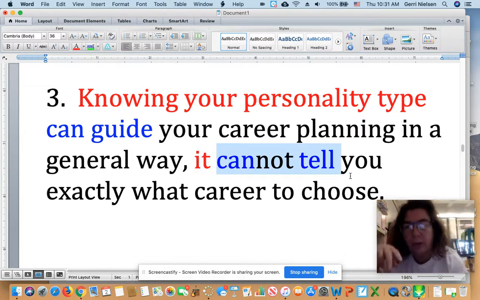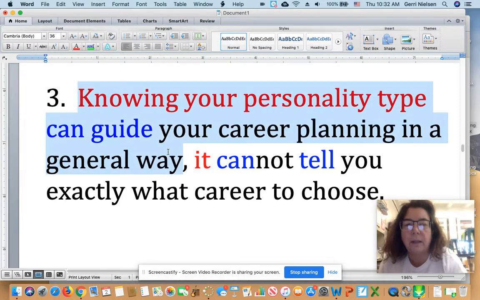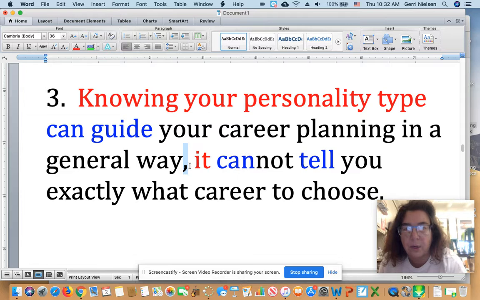That means we either have a run-on or we have a complete sentence. It can't be a phrase fragment because we have clauses. It maybe could be a complete sentence if all our punctuation is right. Take a look here. "Knowing your personality type can guide your career planning in a general way, comma, it cannot tell you exactly what career to choose." We only have a comma, and we have two independent clauses here. Since this is only a comma, this is a run-on. This comma should be a semicolon, or we should add a big old "but" right here before it, and then we would have a complete sentence.